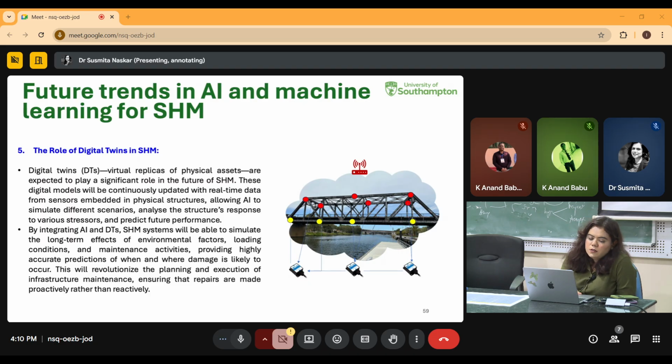So we have now talked about the role of digital twins, and how this approach revolutionizes infrastructure maintenance and moves from reactive to proactive strategies, right? Instead of waiting for something to happen, we can actually plan the interventions in advance, right?